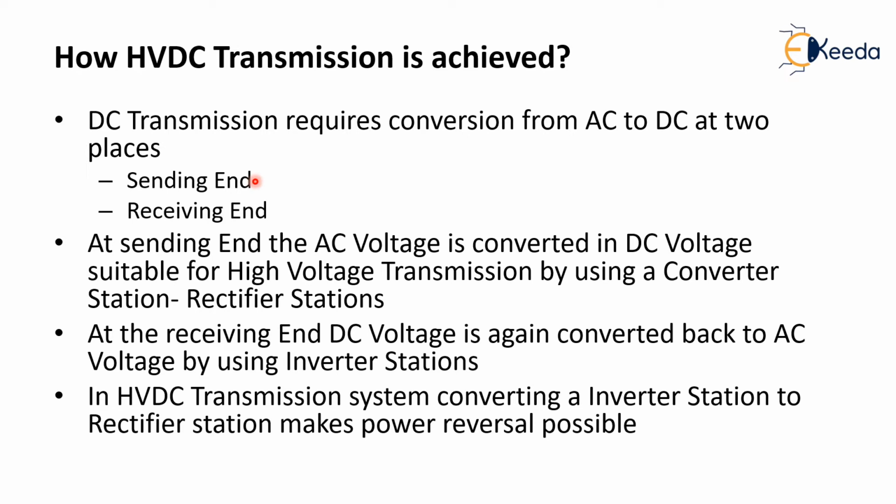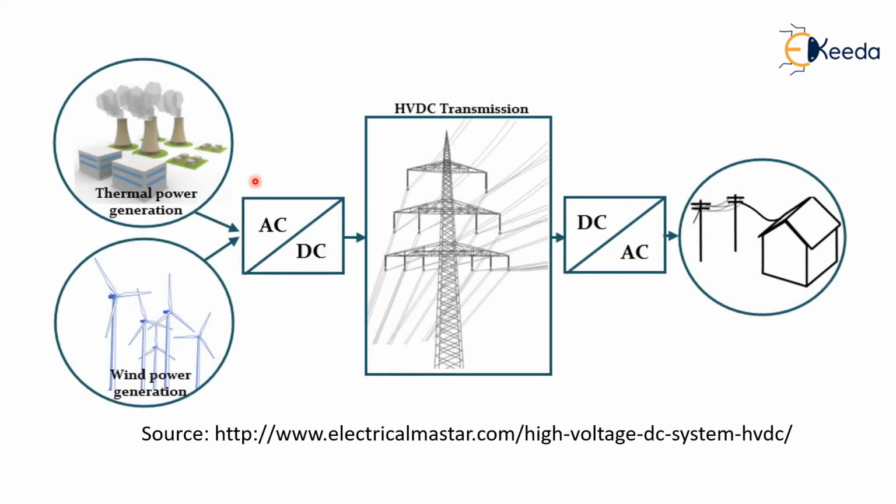Power reversibility is possible only in HVDC transmission, not in HVAC, that is, high voltage AC transmission. This is one of the important advantages of HVDC transmission systems. So this picture will give you a clear idea of how HVDC transmission works.